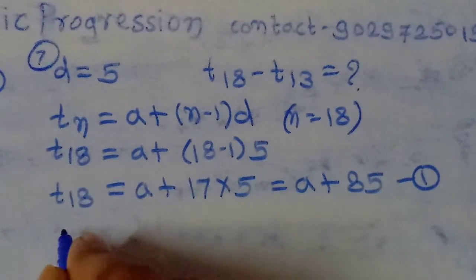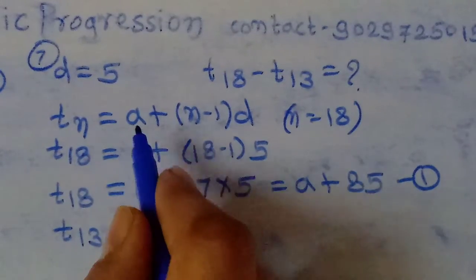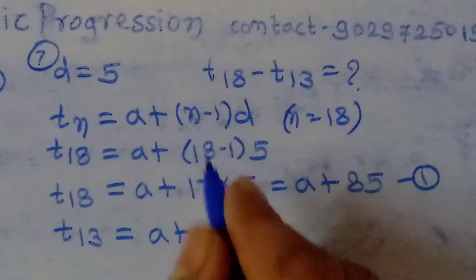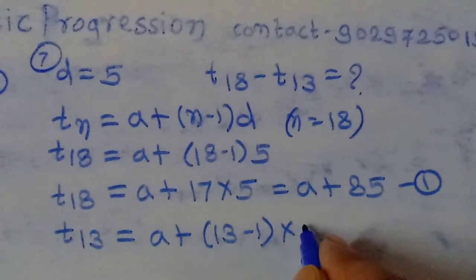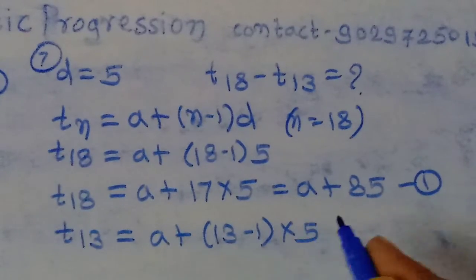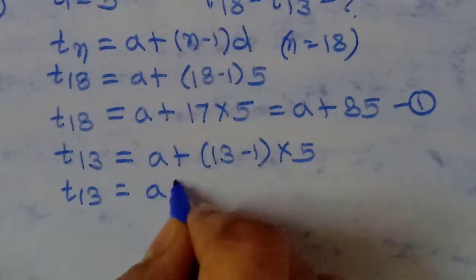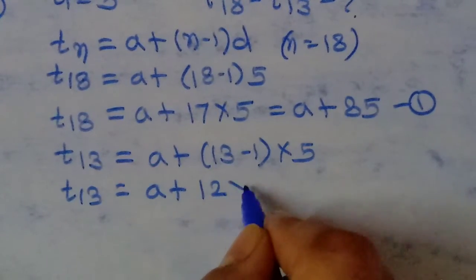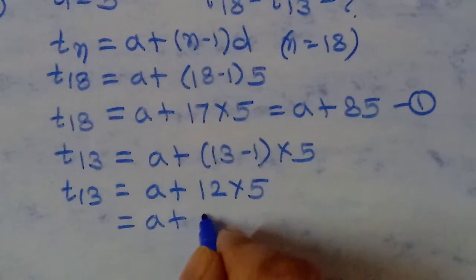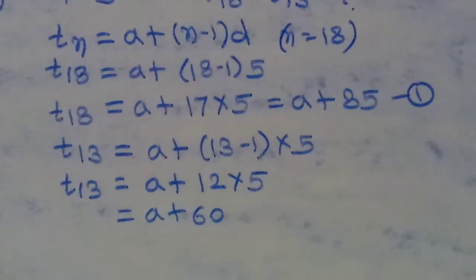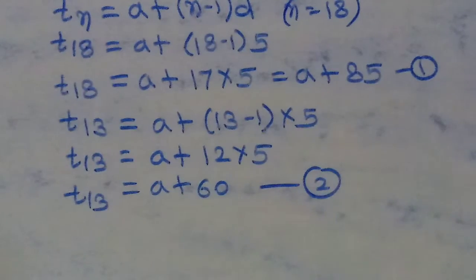Now we have to find out T13. How to find T13 here? T13 is equal to A plus 13 minus 1 into D. Common difference is 5, that is given. So T13 is equal to A plus 13 minus 1 is 12 into 5. A plus 12 fives are 60. That is your T13. Suppose this is second.